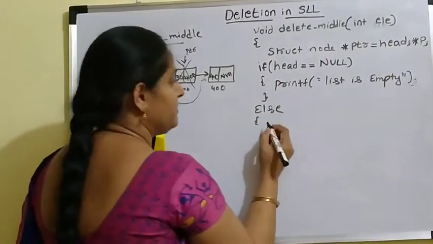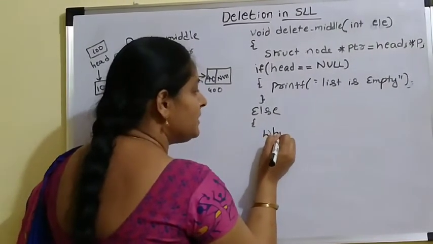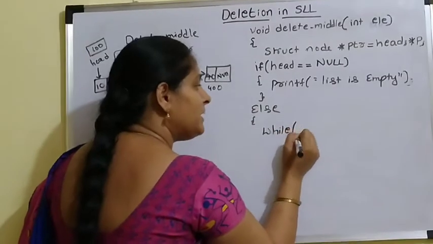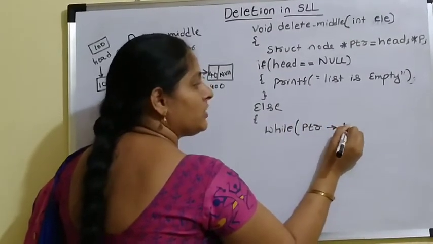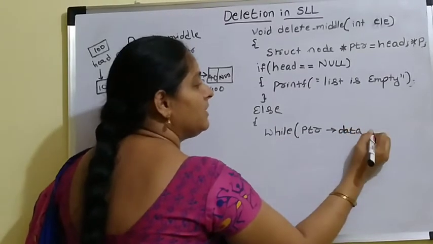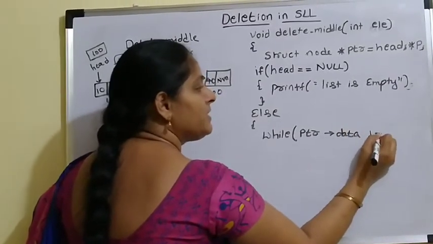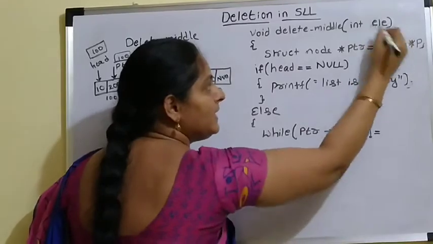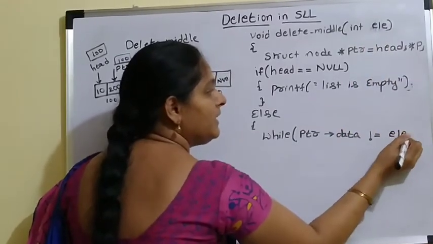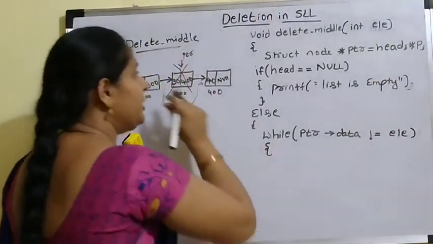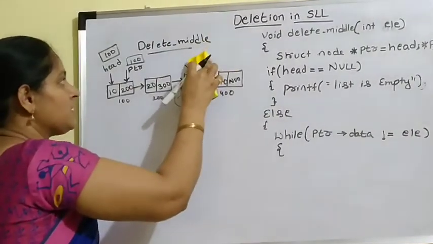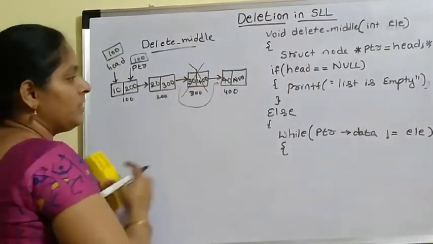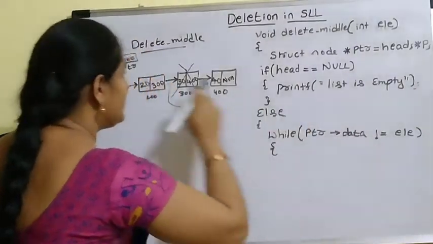Now write the condition. What is the condition here? We need to verify whether PTR data is our deleting element or not. If PTR data is not equal to our deleting element, then what to do? We need to move PTR to the next position. Let us check this logic with this example.